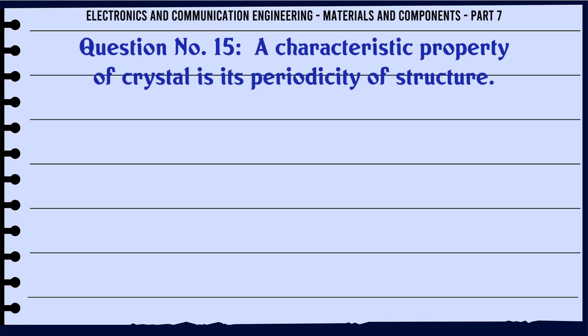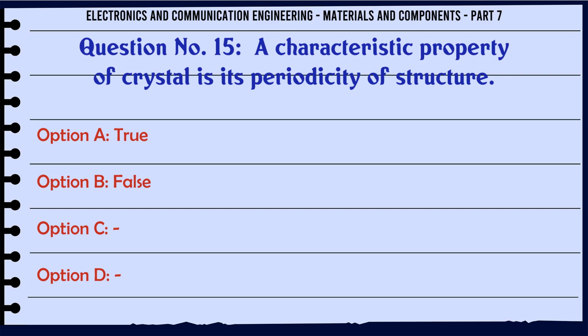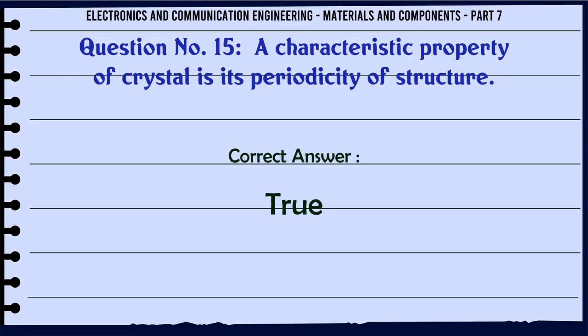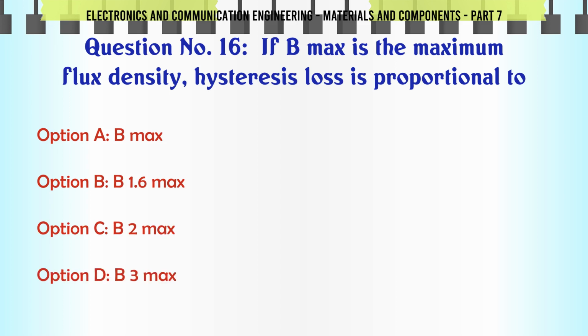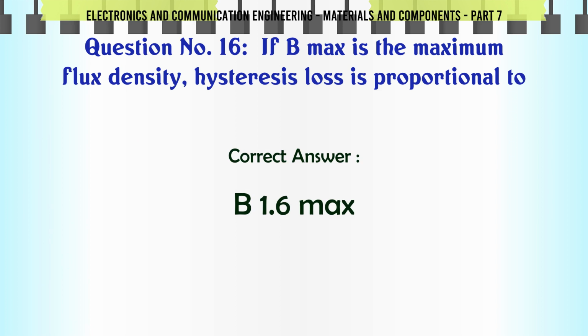A characteristic property of crystal is its periodicity of structure. A. True. B. False. The correct answer is true. If Bmax is the maximum flux density, hysteresis loss is proportional to A. Bmax, B. Bmax^1.6, C. Bmax², D. Bmax³. The correct answer is Bmax^1.6.